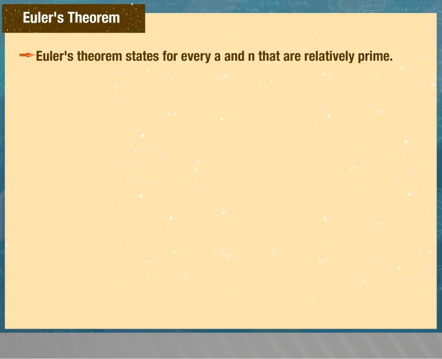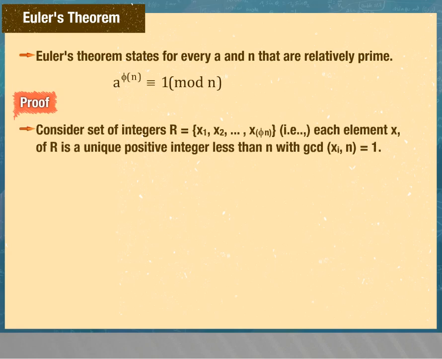Euler's theorem states that for every a and n that are relatively prime, a power phi of n is congruent to 1 mod n. Proof: consider the set of integers R equal to the set x1, x2 and so on up to x phi of n. That is, each element xi of R is a unique positive integer less than n with GCD of xi, n equal to 1.